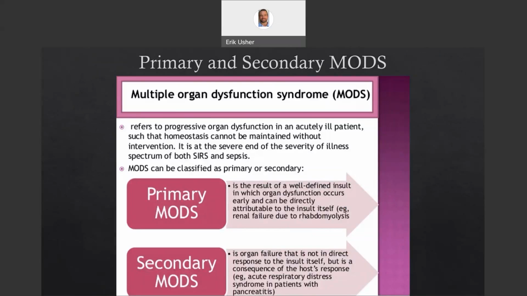There's a difference between a primary and a secondary MODS. It refers to progressive organ dysfunction in the acutely ill patient, such that homeostasis cannot be maintained without intervention. The primary MODS is the result of a well-defined insult in which organ dysfunction occurs early and can be directly attributed to that insult itself. Renal failure due to rhabdomyolysis. We know that. That's an intrarenal problem, and that's a primary MODS. Secondary is an organ failure that's not a direct response to the insult itself, but the consequence of a host response. So acute respiratory distress syndrome in a patient with pancreatitis. It's not directly caused by it, but it's an indirect consequence of that initial insult.